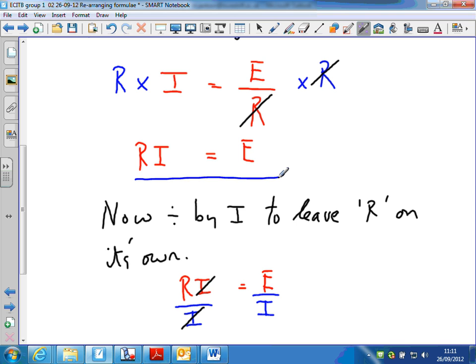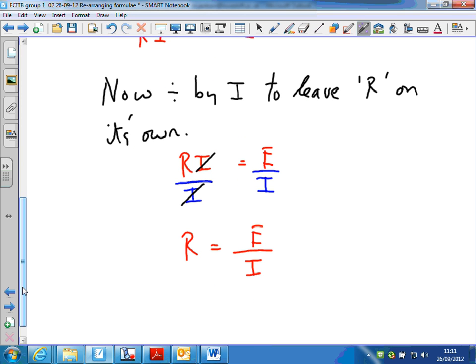All I've got to do now is get rid of the I, and as we were discussing, if R is multiplied by I, if I divide by I, I'll get rid of that effect. So divide both sides by I, that'll just leave me with R equals E over I. And I've rearranged the formula now for R, to find R.